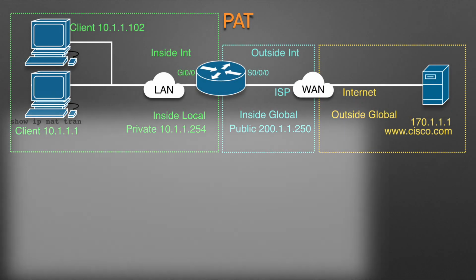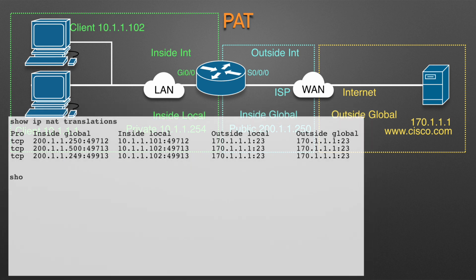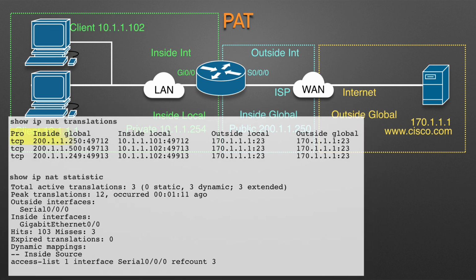As you can see in the output of the show ip nat translations command, 3 translations have been added to the NAT table. Before this command, host .101 creates one telnet connection to the Cisco network, and host .102 creates 2 telnet connections. The router creates one NAT table entry for each unique combination of inside local IP address and port.